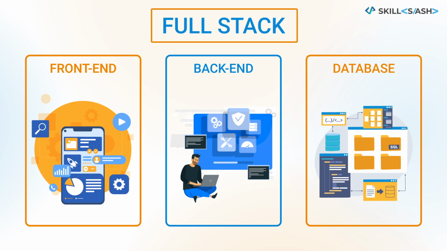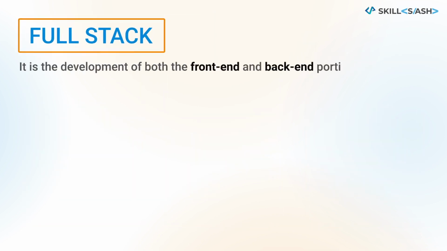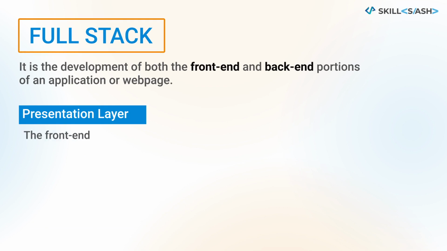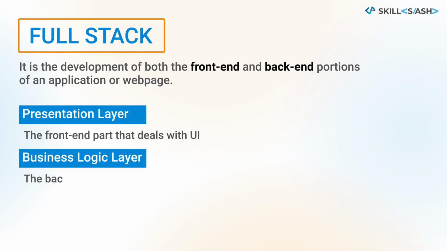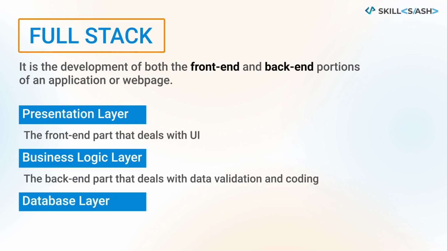To provide a proper meaning of full stack development, it is the development of both the front-end and back-end portions of an application or web page. Such a development process has three layers. Presentation layer, the front-end part that deals with UI. Business logic layer, the back-end part that deals with data validation and coding. Database layer, storing data. Full stack development takes care of each and every stage right from the conception of an idea to the actual finished product.